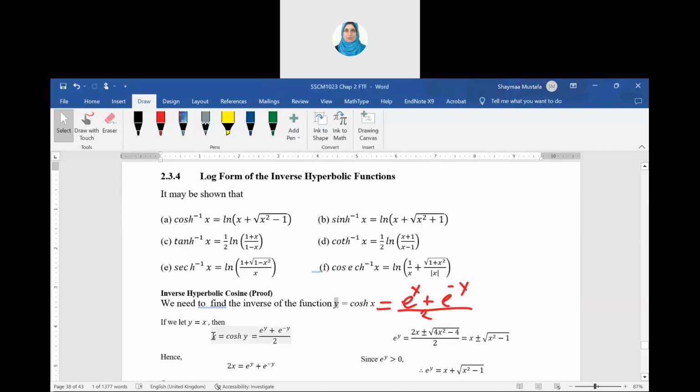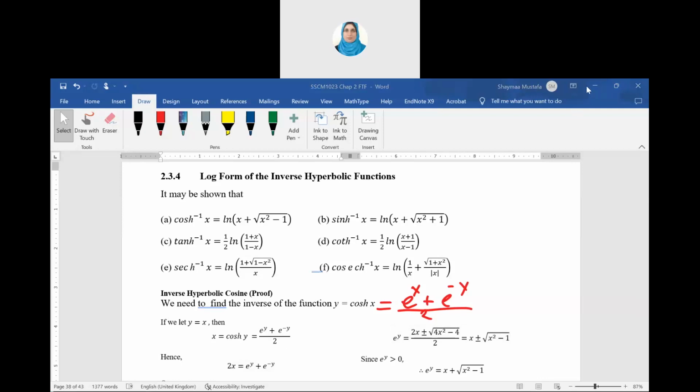Here y will be replaced by x, and x will be replaced by y. So you will get that x is equal to cosh y, which is equal to exponential y plus exponential minus y over 2. Now we try to solve this one for y. We need to find y. So from this relation, 2x is equal to exponential y plus exponential minus y. I need to solve this equation.